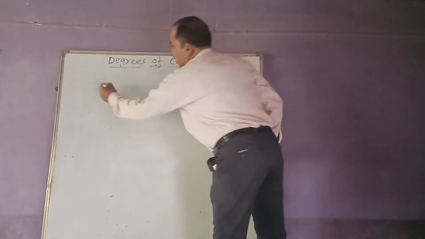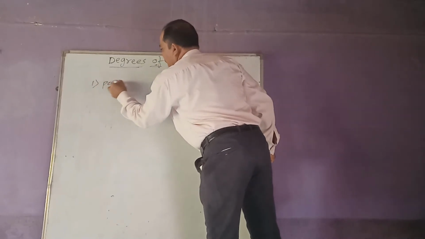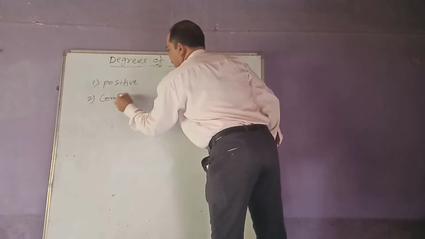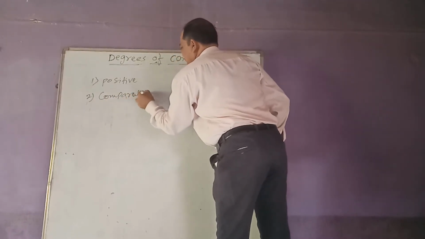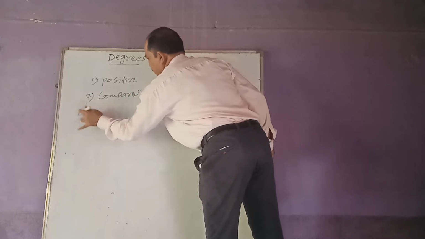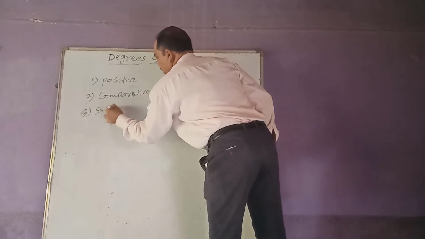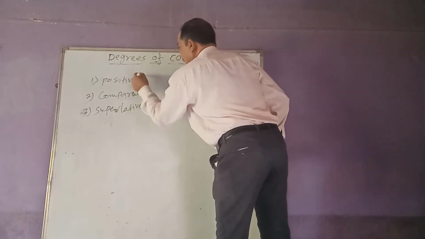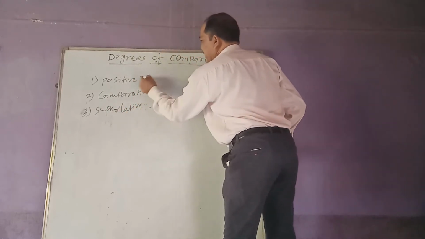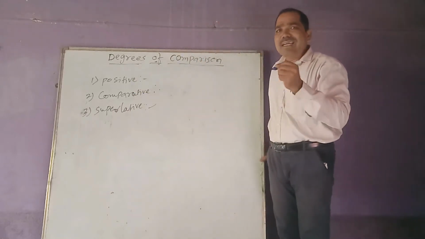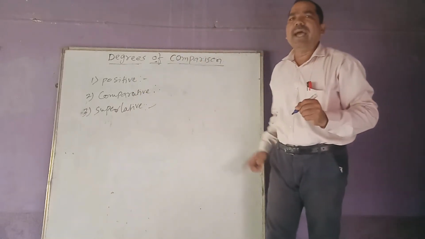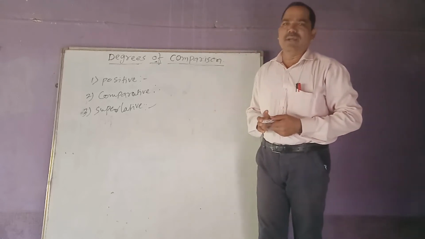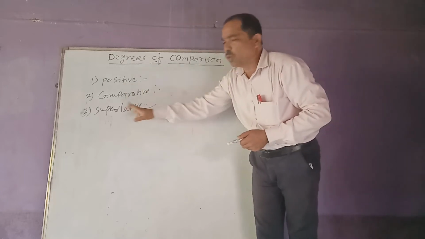Number one is the positive degree. The second one is the comparative degree, and the third one is the superlative degree. Now, just try to understand, my dears, in these three degrees, how the sentences are supposed to be written. And generally, it is always asked in the 10th standard annual exam, which carries 2 marks.